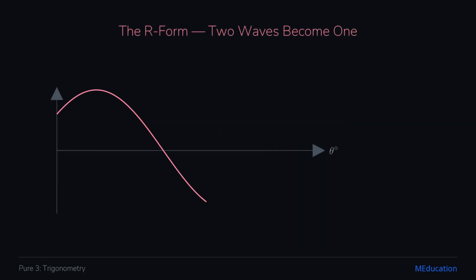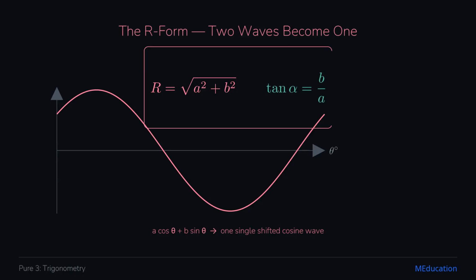A favorite exam shape: a cosine wave and a sine wave added together, a cos theta plus b sin theta. It looks like 2 waves, but the addition formula run in reverse squashes them into a single shifted cosine, R cos of theta minus alpha. 1 clean wave with 1 amplitude and 1 phase shift.